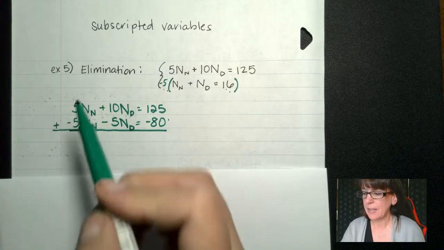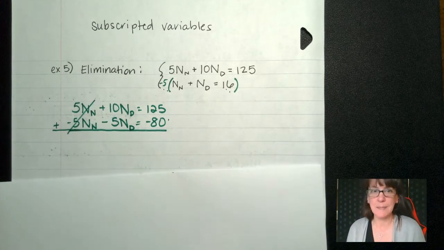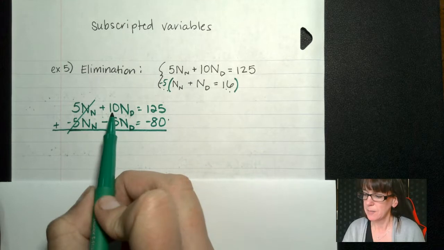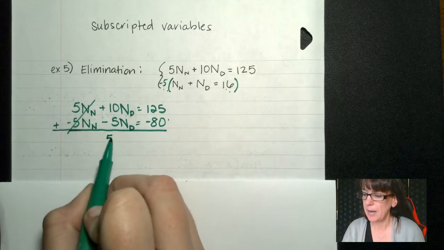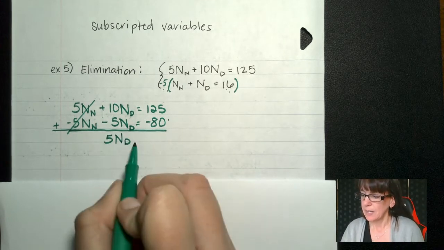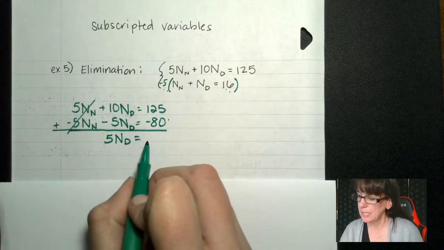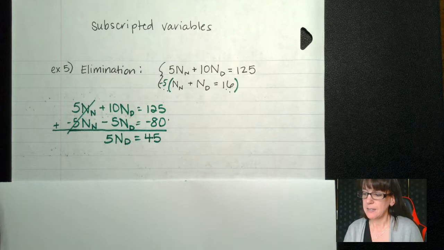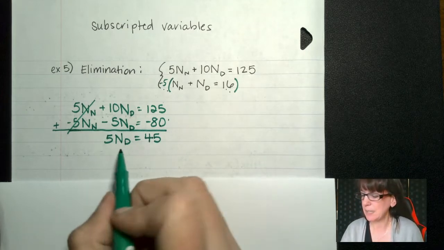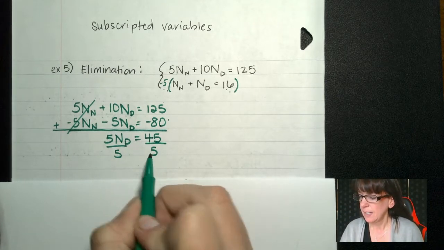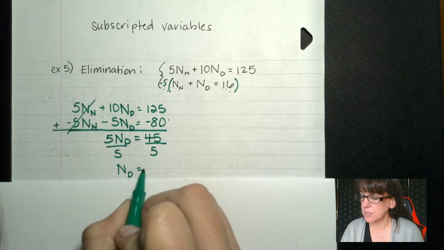All right, we're adding these together. 5 and negative 5, those eliminate out. That's why it's called elimination. Positive 10, negative 5 gives us positive 5nd equals 20 to 100, 20 and 25, 45. So we get positive 45 here. To get nd by itself, we're going to divide both sides by 5. And we get nd equals 9.